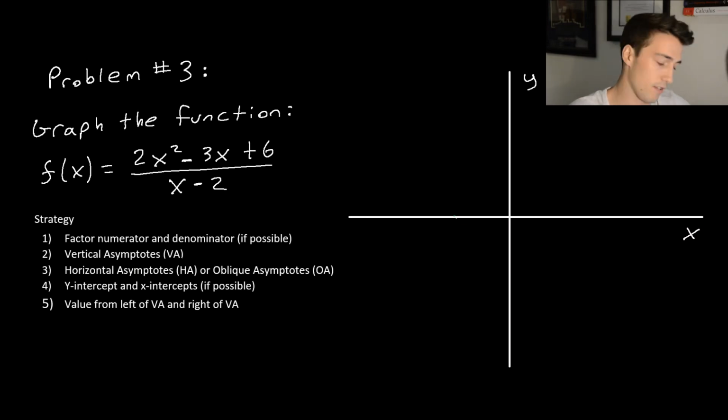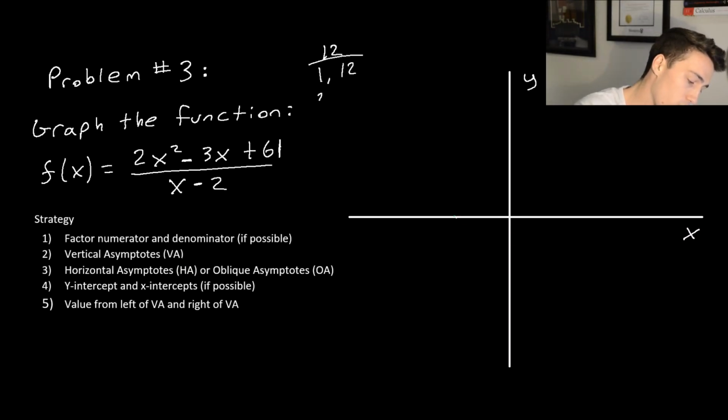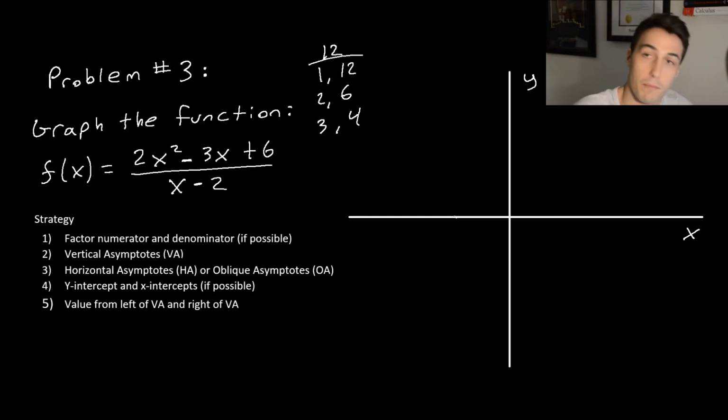It might seem like this quadratic on top is factorable, but if we do 2 times 6, that's going to give us 12. So we're trying to find factors whose product equals 12, but whose sum adds up to -3. If we list all the factors of 12, we have 1 and 12, 2 and 6, and 3 and 4. Because this 2 and this 6 are positive, the product has to be positive 12, so they are going to be 2 positive values or 2 negative values.